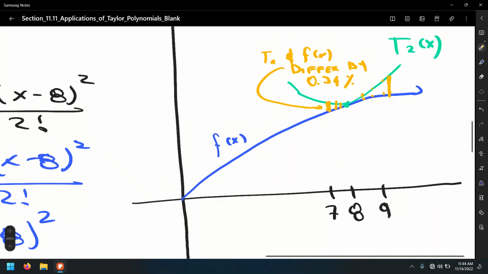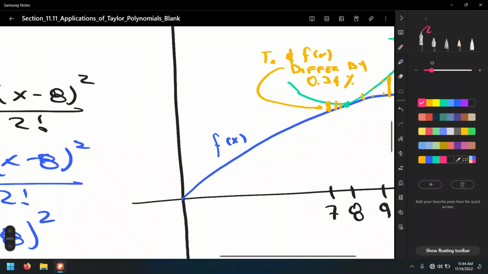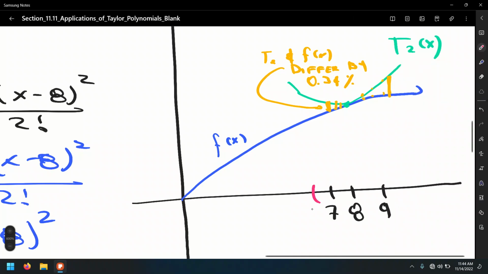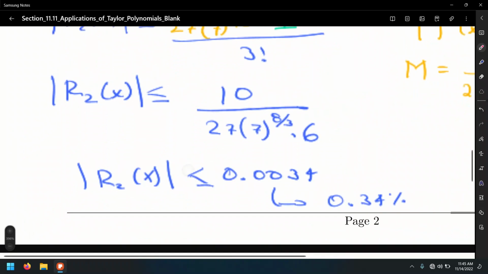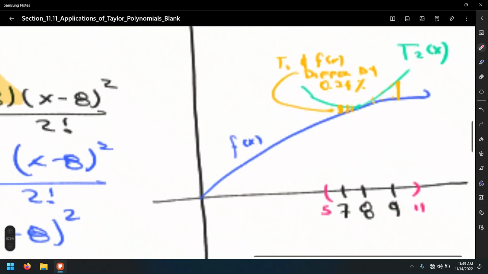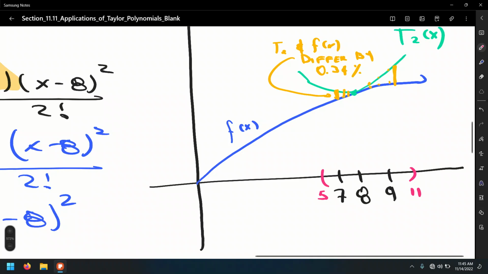Now the question is, let's expand a little bit without doing the whole problem a second time. What if instead we're not looking at the interval 7 to 9, but instead we look at the interval 5 to 11, for example? What would you expect this value of R sub 2 to be? Would it be a larger value or a smaller value? Larger, because see how the approximation is diverging from the original function. The actual versus approximate is getting larger at these endpoints.